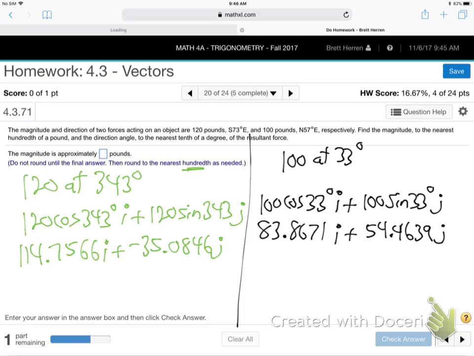We just add them up. Once you got I and J, it's nice. Just take this plus this and add up the two forces. You want the result? Add them up. That's what's so great about I and J. Once you get into the I and J, everything's easy. Just add them up. So this I plus that I, just use your calculator, 114.7566 plus 83.8671.